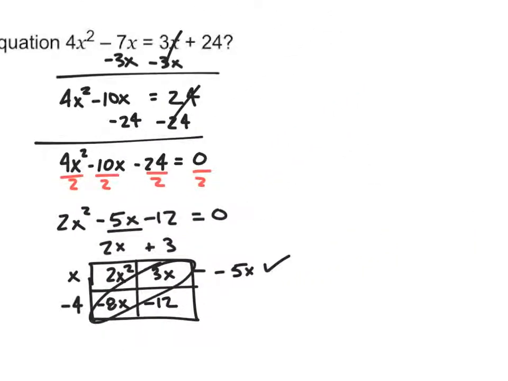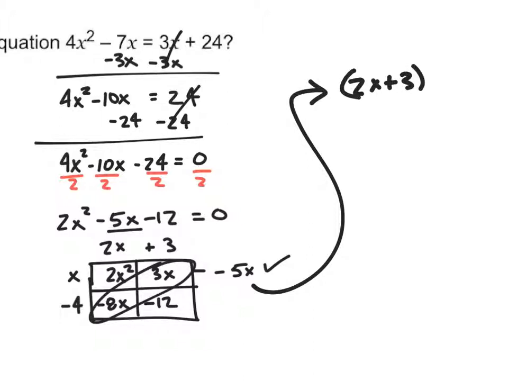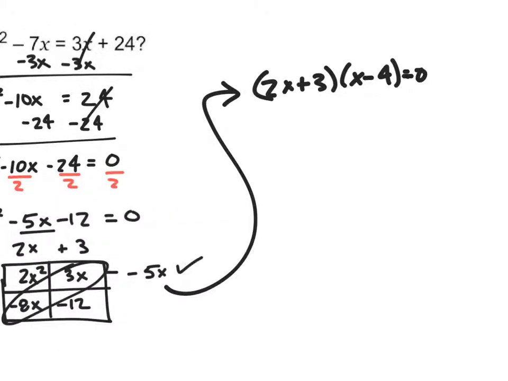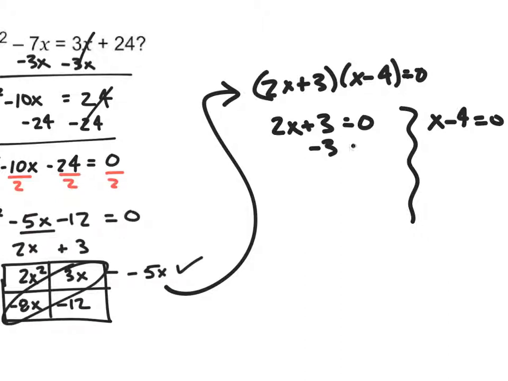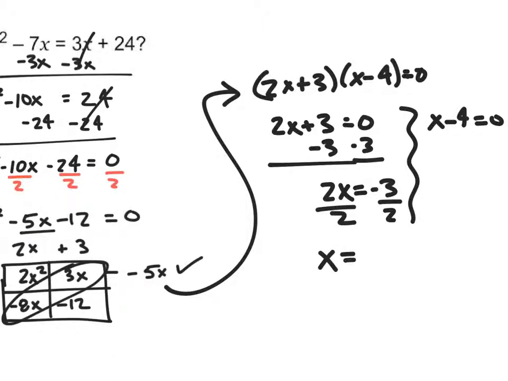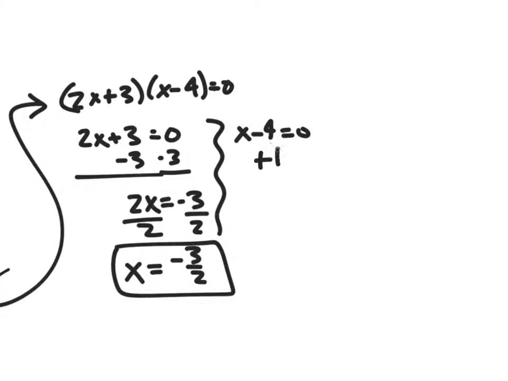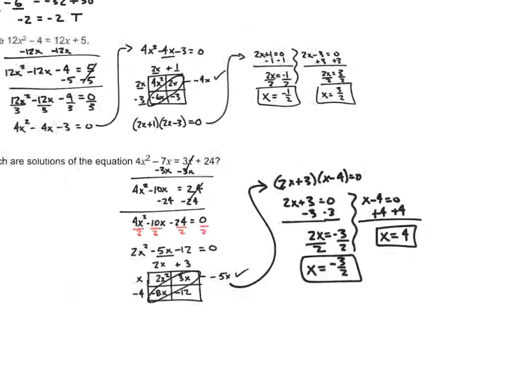So now what I can do is write out 2x plus 3 times x minus 4 equals 0. And so at this point, I want to set each of my factors equal to 0. Here I'm going to subtract 3 from both sides. So then we're going to get 2x is equal to negative 3. Divide each side by 2, so then x is going to equal negative 3 halves here. And then over here, we'll just add 4 to both sides, so we get that x is equal to positive 4. And that's all we're doing for this page.